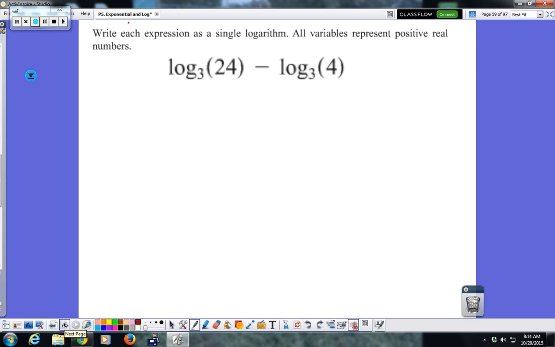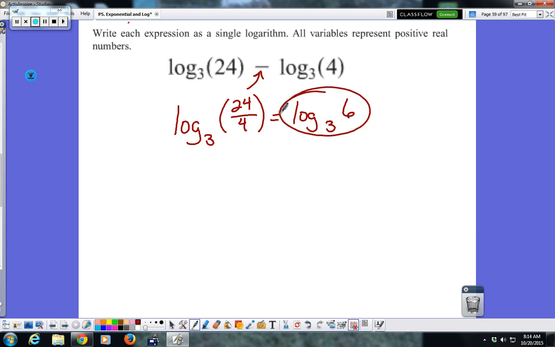Here's your quotient rule. Log base 3 of 24 minus log base 3 of 4. We're working it backwards. The log of a quotient can be rewritten as subtraction. So log base 3 of 24 over 4 is log base 3 of 24 minus log base 3 of 4. So we can rewrite this, and we can actually clean that up. 24 over 4 is log base 3 of 6.